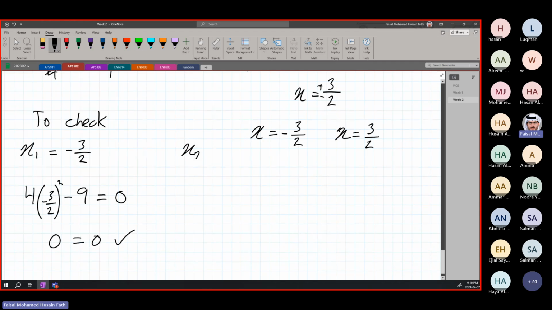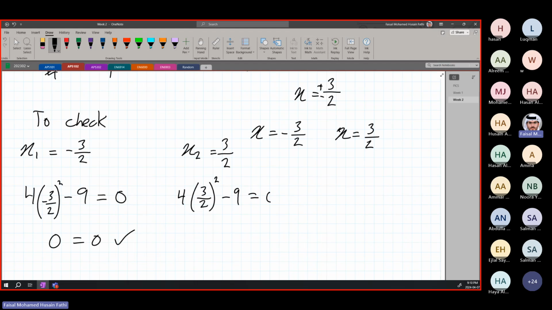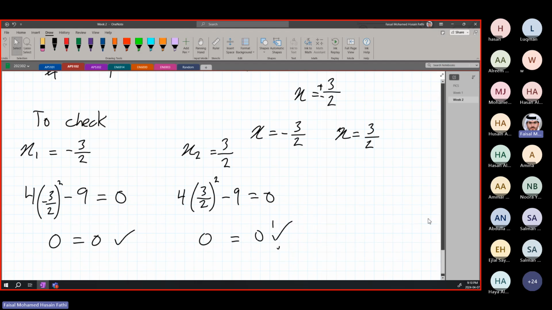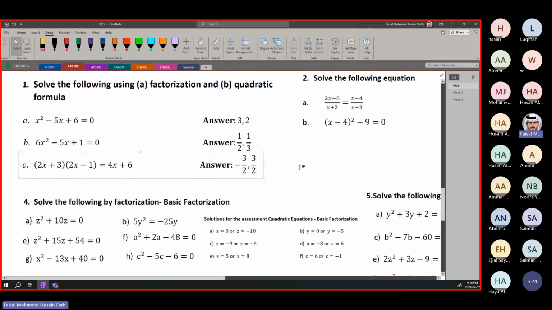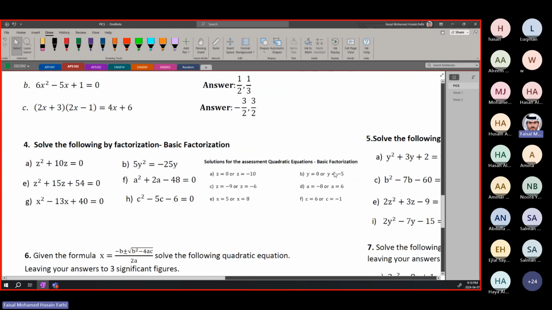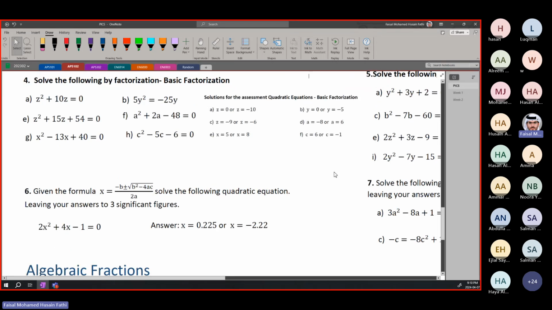Same thing for x2, which is equal to 3 over 2. We're going to plug it into the equation. So it's going to be 3 over 2 squared minus 9 is equal to 0. It gives you 0 is equal to 0. All right. This is the way you would check such a solution and make sure that your answer is correct. This is the most important thing in quadratic equations. It cannot get any more complicated than this.